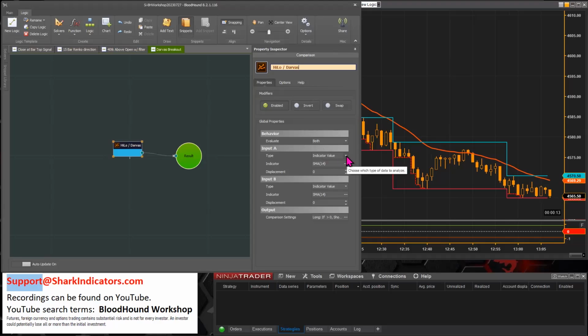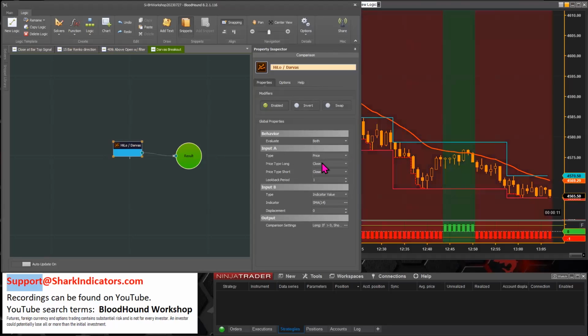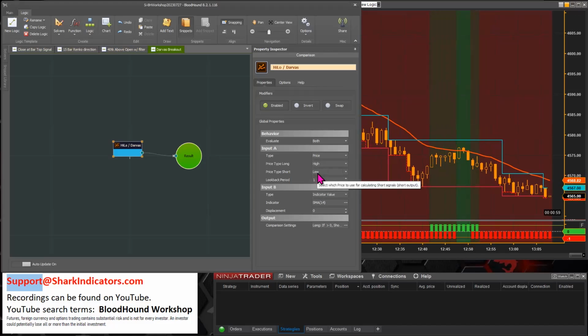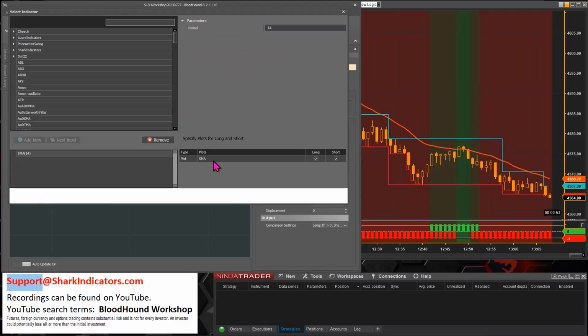All right, so input A is going to be price. For a long, we'll check if the high breaks above the Darvas. For a short, we'll check if the low is below the Darvas. And then input B will be the Darvas indicator.